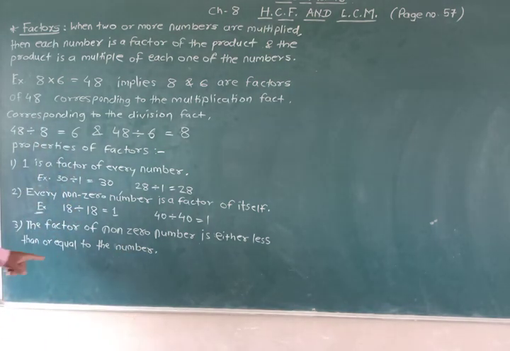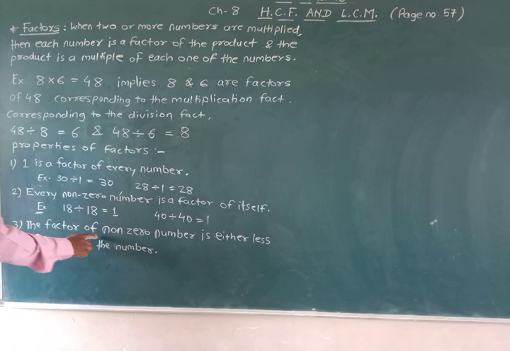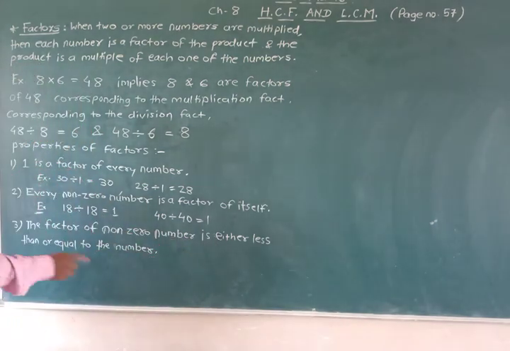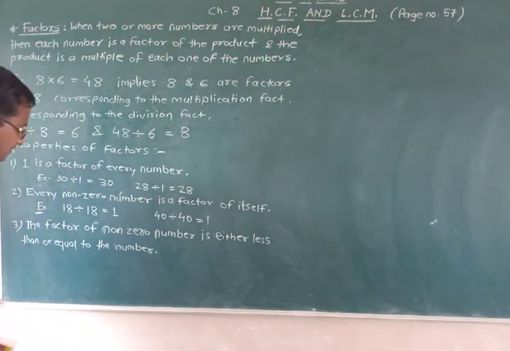The factor of a non-zero number is either less than or equal to the number. Example, the largest factor of 25 is 25, and the smallest factor of 25 is 1. So the factor of a non-zero number is either less than or equal to the number.